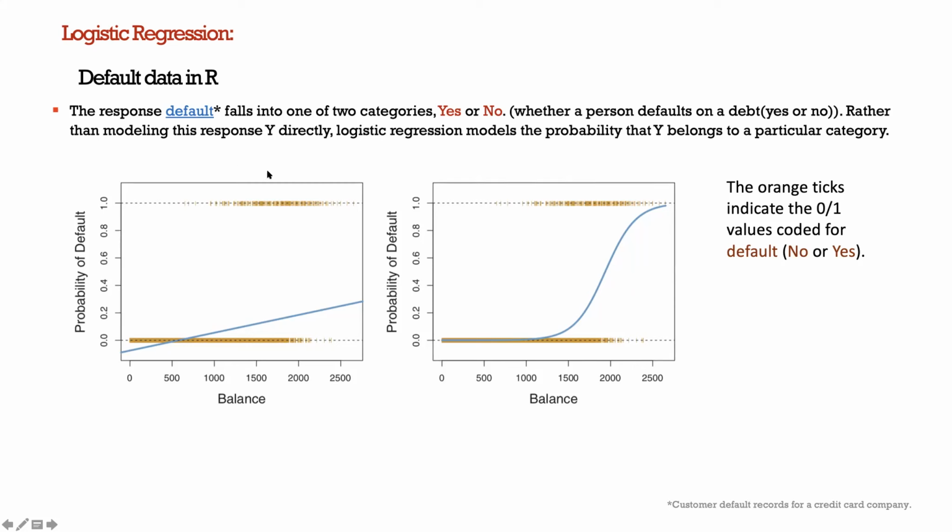On the left-hand side, you see that on both plots, the orange ticks indicate the 0 and 1 values coded for default, okay? Some persons have 1s as yes, and some people have 0s as no in here. They are in default or not. And you see them around 0 and 1. And if you try to model these data sets with this linear regression line, you see that it is not making that much sense.